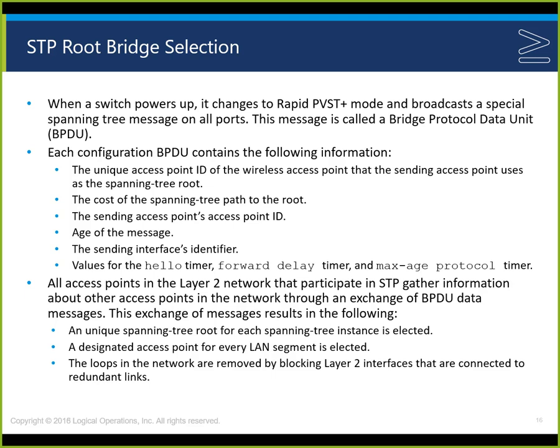I want to open this thing back up. See if I can get the spanning tree back up so we can look at it when we're talking about these things. A unique ID, the cost of the spanning tree path to the root. Let's see, which one was that? Cost to the root, the sending access point ID, the age of the message, the sending interface's identifier, values of the hello and the forward time and the max age.